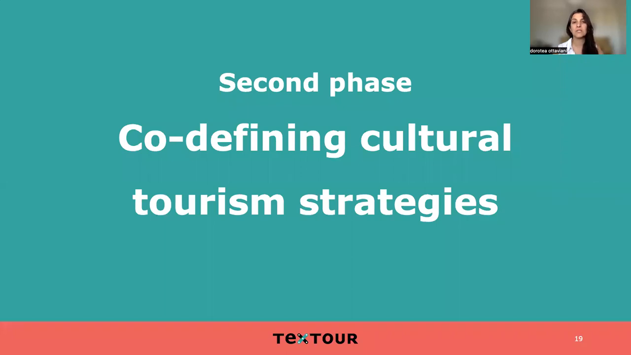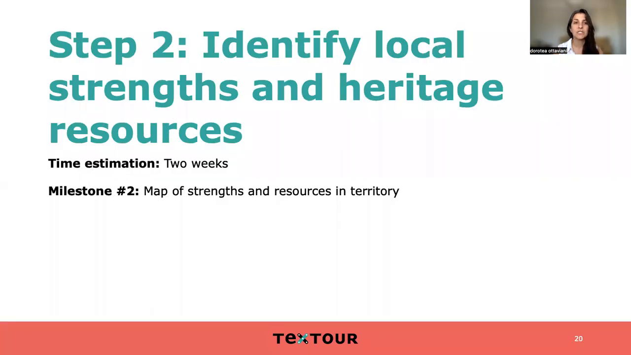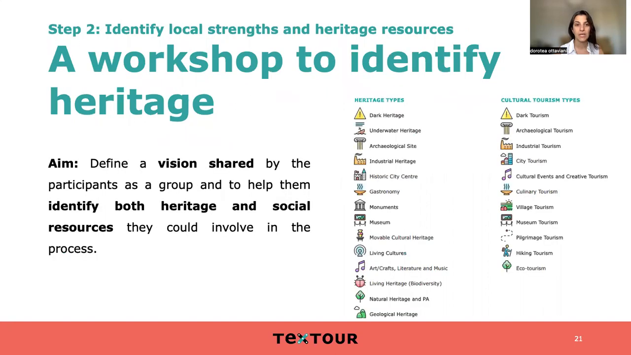This allows us to reach the second phase, defining cultural tourism strategies. The first step, which is the second step in the overall process but the first step in the second phase, is to identify local strengths and heritage resources. This activity could last around 2 weeks, and it will allow to achieve the second milestone, which is to map the strengths and resources in the territory.